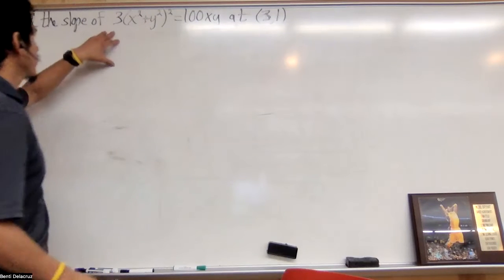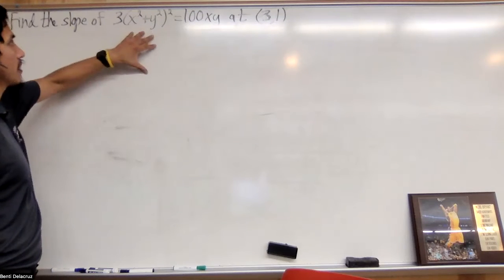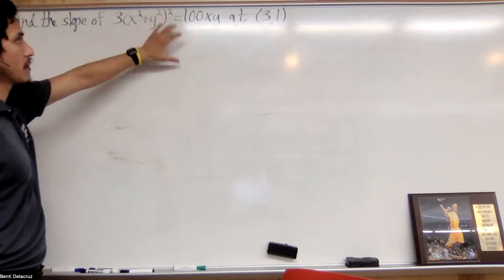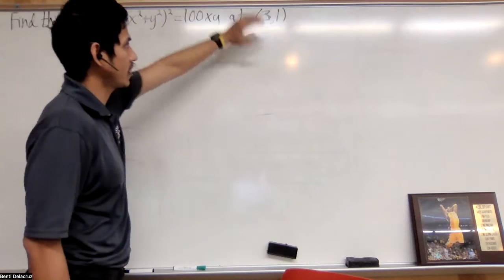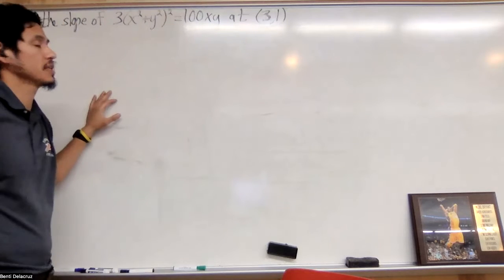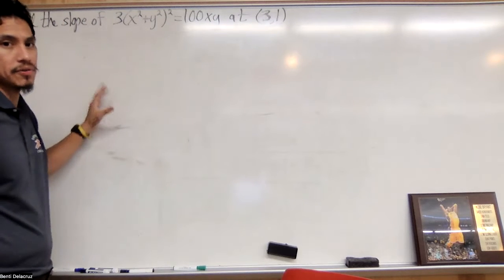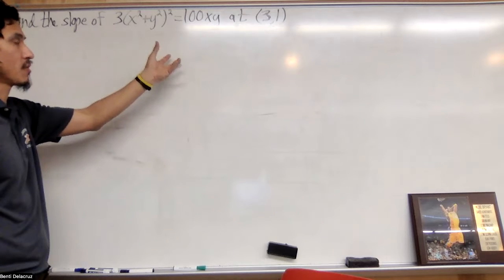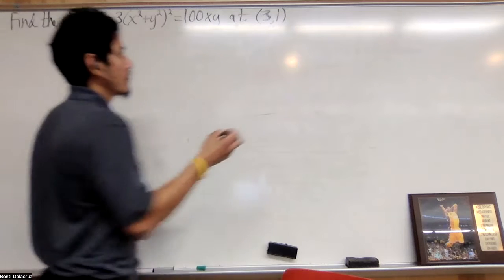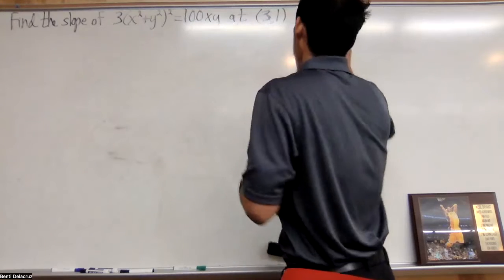All right, so we're going to find the slope of this equation, 3 times (x squared plus y squared) all to the second power equals 100xy, and we're going to find it at this point (3, 1). Now, this is an example of an equation that can't be defined explicitly, so it can't be defined in terms of just y or just x. It won't be written out as f of x exactly.